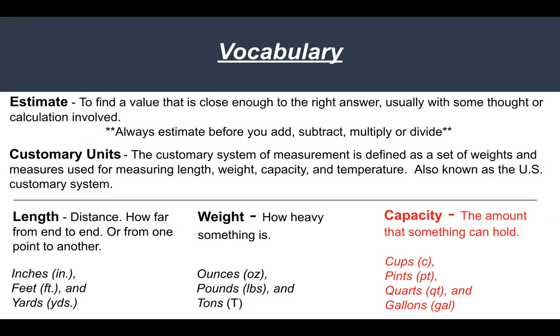Customary units. The customary system of measurement is defined as a set of weights and measures used for measuring length, weight, capacity, and temperature, also known as the U.S. customary system.